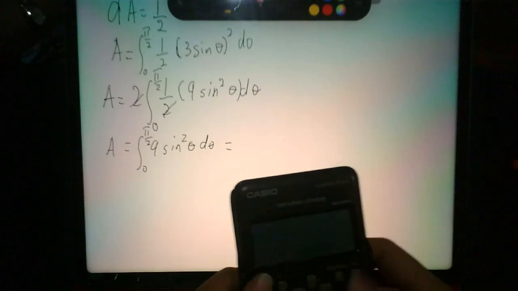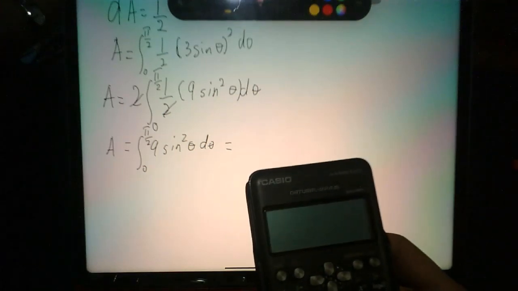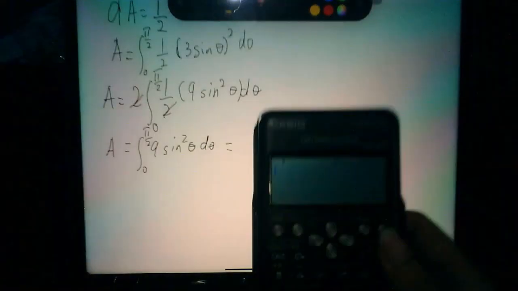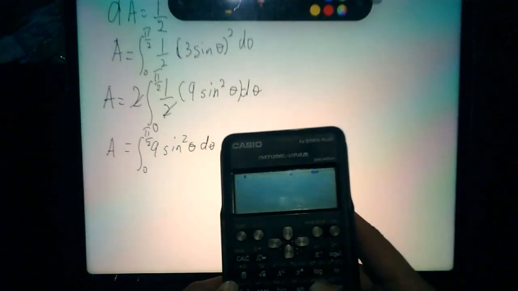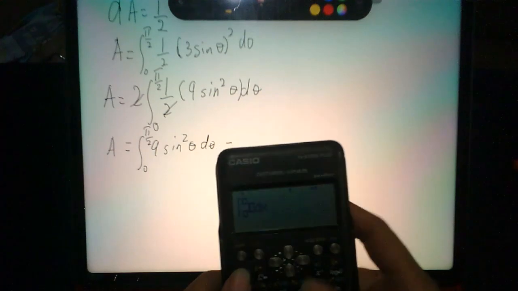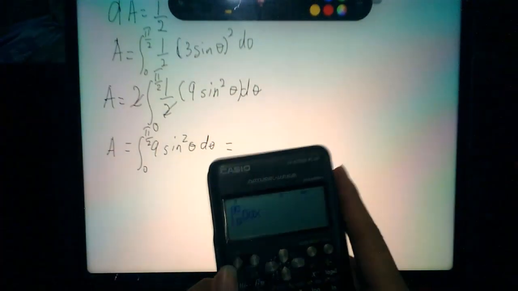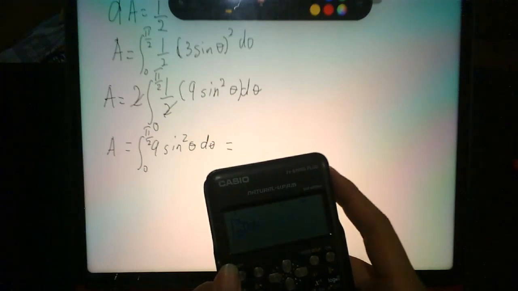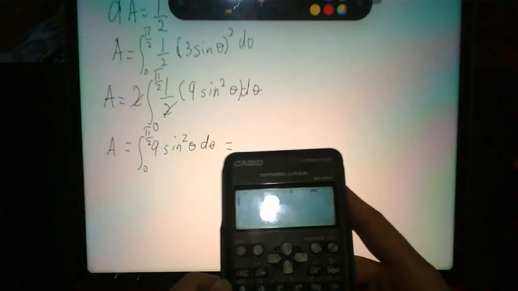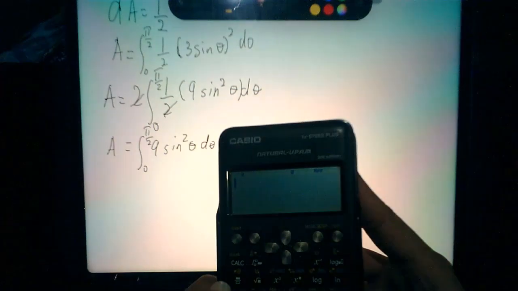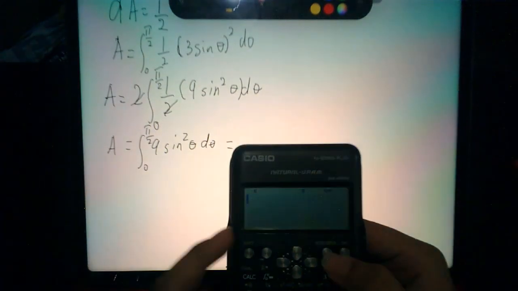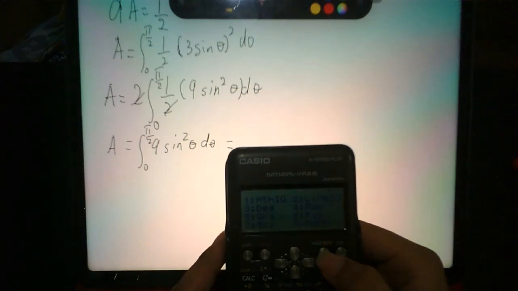Oh no, wait a minute. So let's do it again on our calculator. The integral from limits to pi over 2. Oh, I know why we are wrong. We forgot to put the mode to radian.